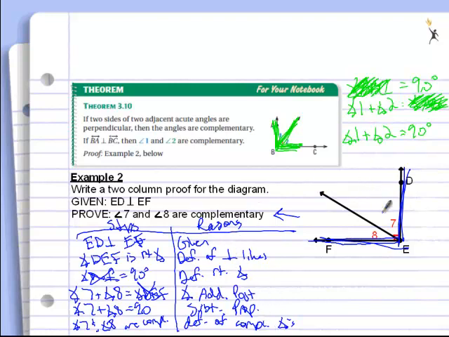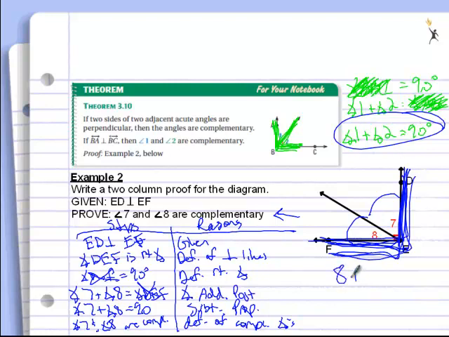You and I would know that if this angle plus this angle equals this angle, and this angle equals 90 degrees, we can use the substitution property to say 1 plus 2 equals 90, or in this case, 8 plus 7 equals 90. We don't need to write a 5-step proof, or excuse me, a 6-step proof saying that. Understand what the theorem says, and all the theorem is saying is basically the angle addition postulate.